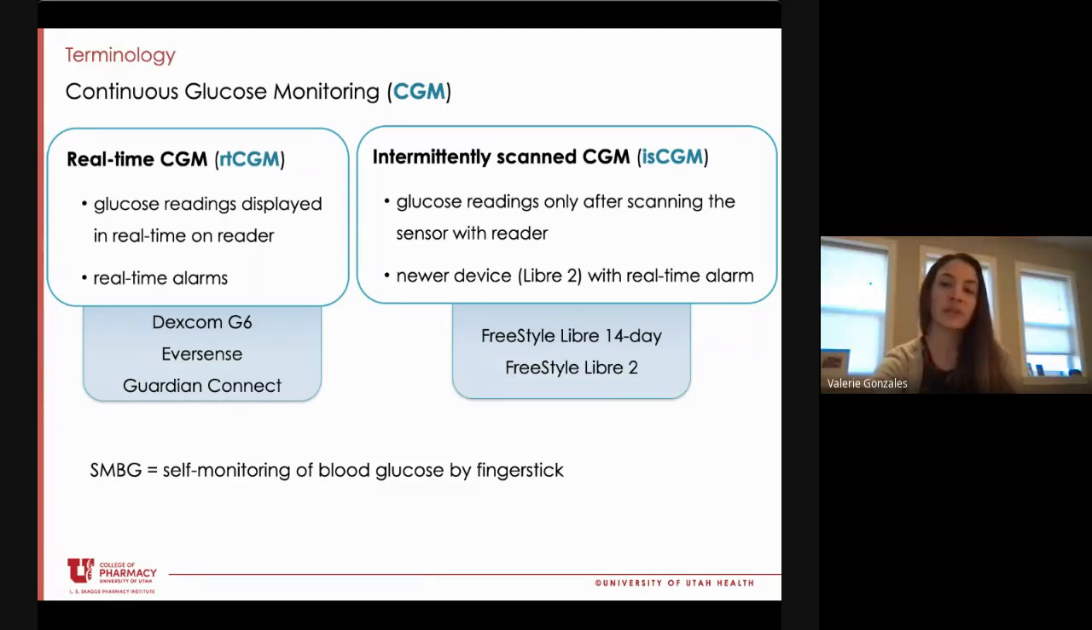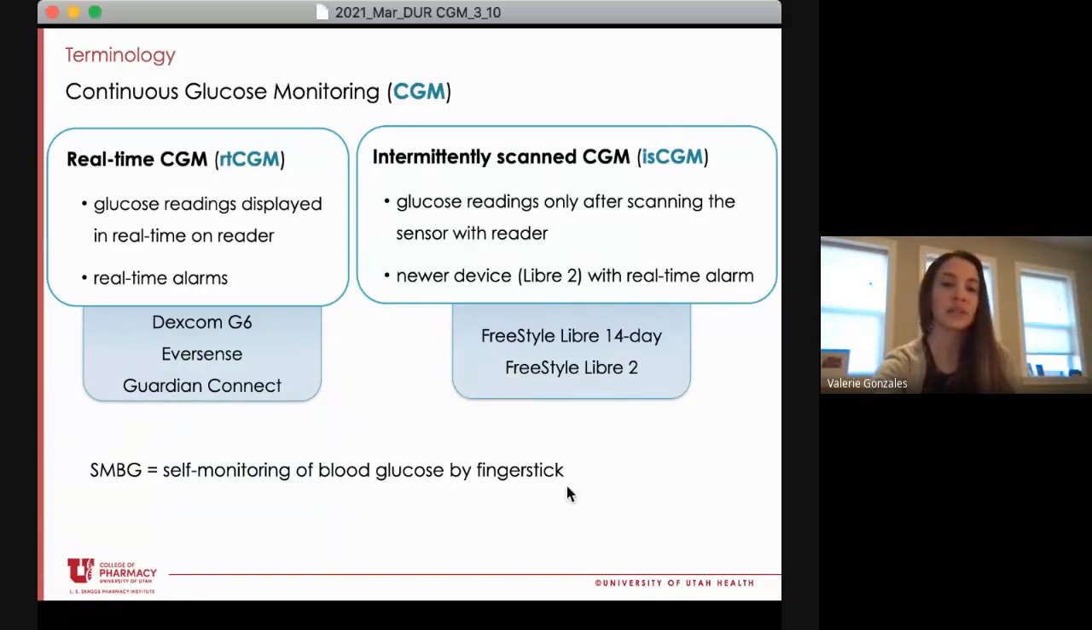However, there is a real-time alarm feature incorporated into the newer Freestyle Libre 2 IS-CGM device. With a real-time alarm, patients are alerted to problematic high or low levels that otherwise may have gone unrecognized without the alarm. I will also refer to SMBG, which stands for self-monitoring of blood glucose by fingerstick testing.